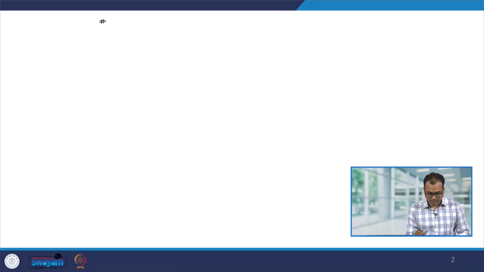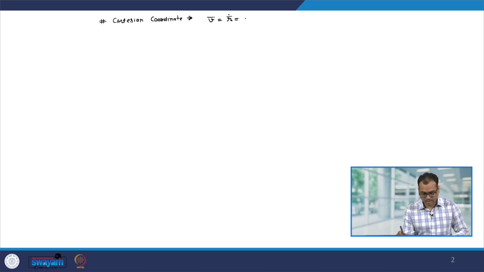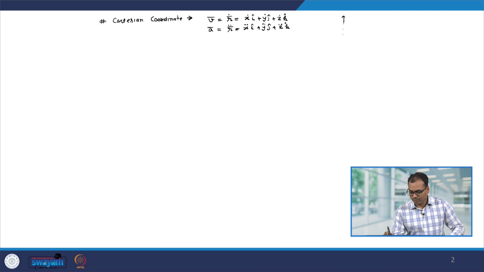So, we saw that in Cartesian coordinates, the velocity vector, which is r dot, is x dot i plus y dot j plus z dot k, and the acceleration a is r double dot, which is x double dot i plus y double dot j plus z double dot k. Okay. And of course, in Cartesian coordinates we have the x axis, y axis and z axis.